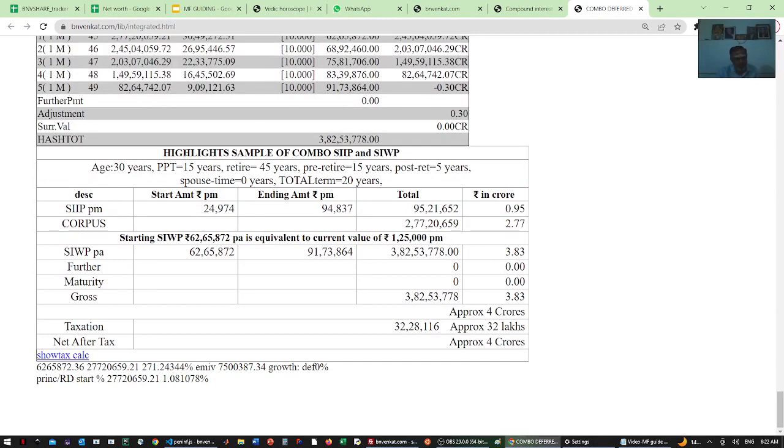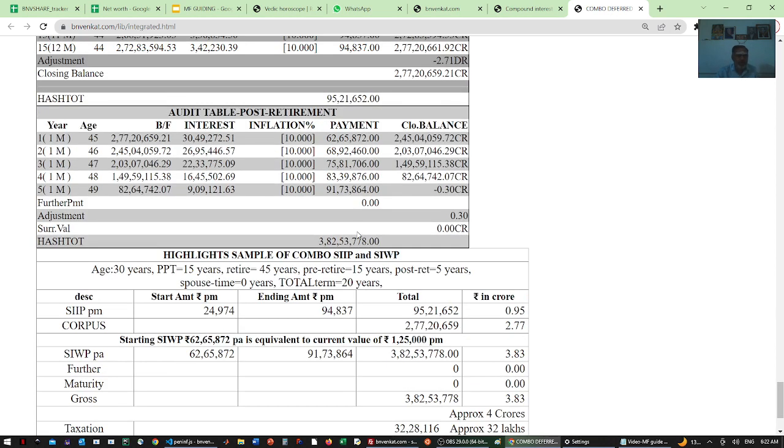The summary is also available here. The SIP starts with 24,034 and after 15 years ends with 94,837. The pre-retirement period is 15 years and post-retirement is 5. During the post-retirement period of 5 years, we can withdraw of the order of 63 lakhs per month, varying up to 92 lakhs per month. The summary is also here. Let us go back to the presentation.